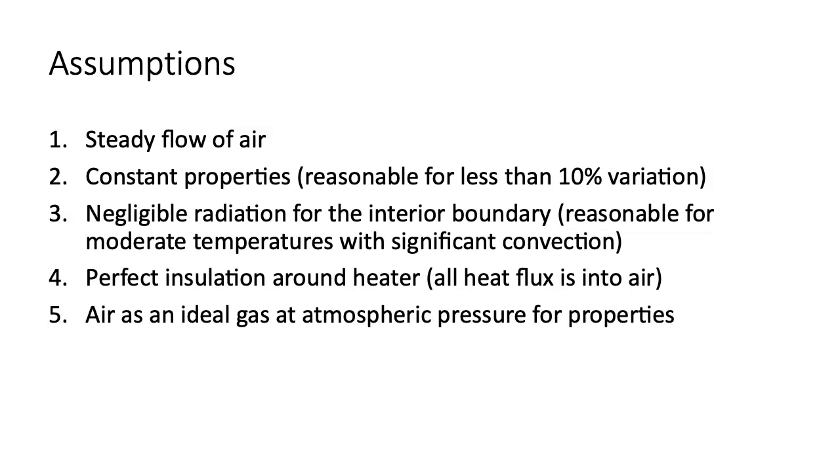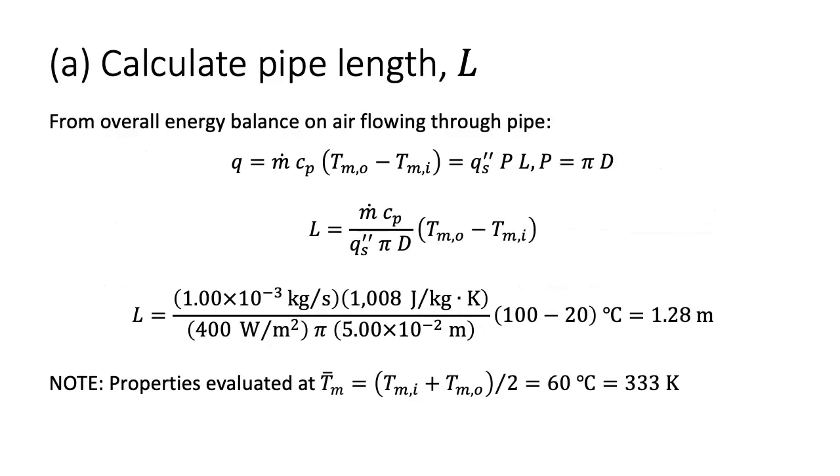For part A, to calculate the length of pipe needed to heat the air, we apply an overall energy balance to a control volume that contains the length of pipe with the heater. This results in a fairly simple equation that can be used to solve for the pipe length. Substituting in values, we get a length of 1.28 meters.